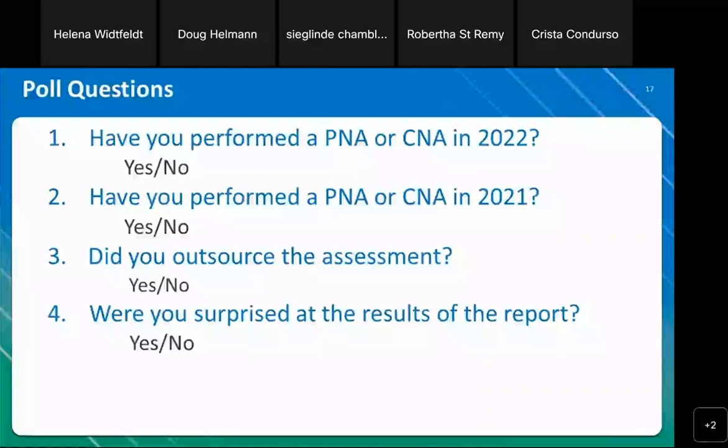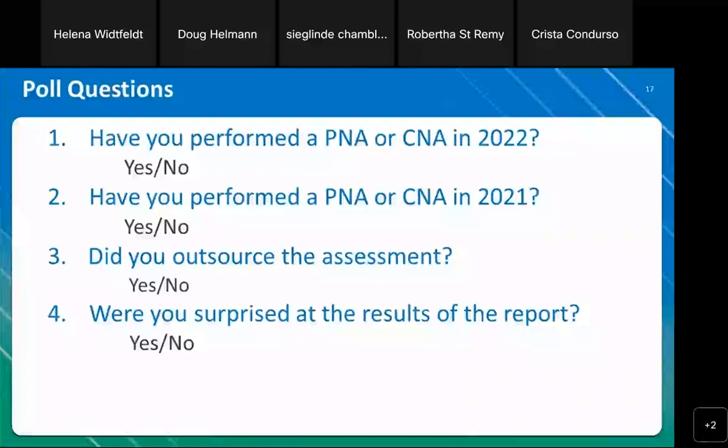And you know, the prior year was the eviction moratorium and of course through COVID. And I would expect the answer to be probably less, but maybe not. Maybe that was your opportunity to do that. And did you outsource the assessment or did somewhat an in-house assessment? And were you surprised at the results of the report? Yes or no? So just simple yes, no. Poll is open. You still have enough time to pick a bubble. It's an A or B bubble, yes or no. That's it. Four questions. Have you done a PNA in 22, in 21, outsourced it, and were you surprised?